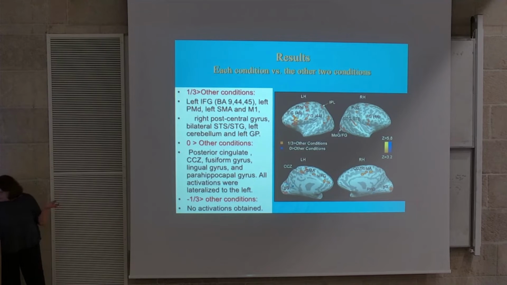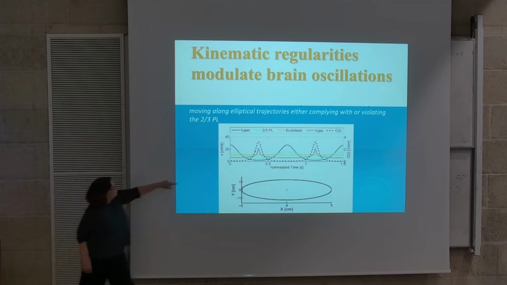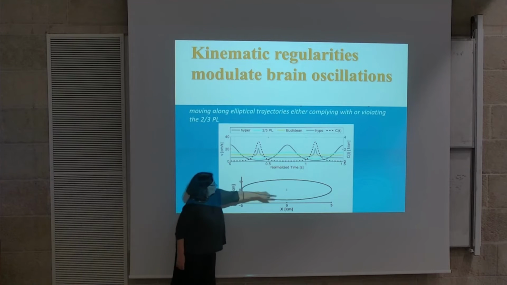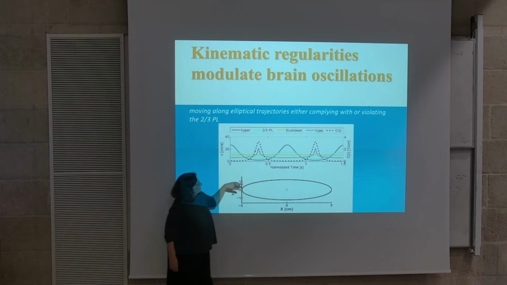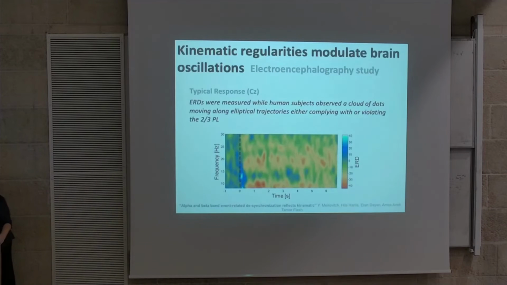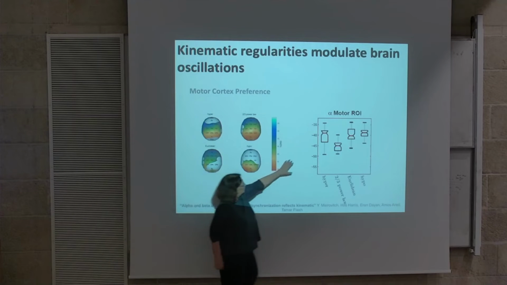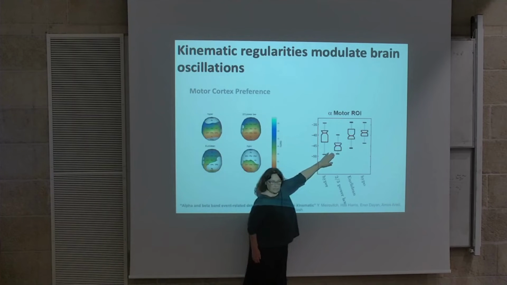By the way, this is also what I said about the EEG. So we have people looking at different kinds of laws of motion, one time constant velocity, one time this is the yellow, the 2/3 power law, etc. And this is the mu suppression result. So you see the activity, the power in the mu band, and you see that there is a real suppression when you have a 1/3 power.